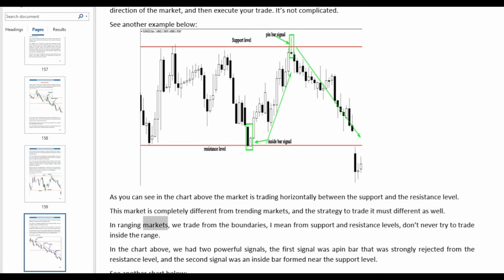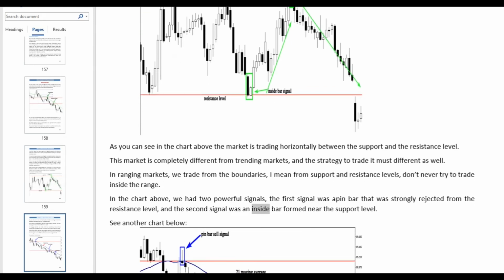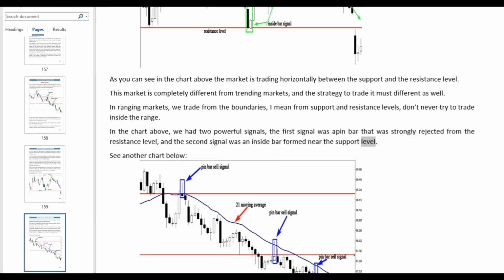In ranging markets, we trade from the boundaries, I mean from support and resistance levels. Don't ever try to trade inside the range. In the chart above, we had two powerful signals. The first signal was a pin bar that was strongly rejected from the resistance level, and the second signal was an inside bar formed near the support level.